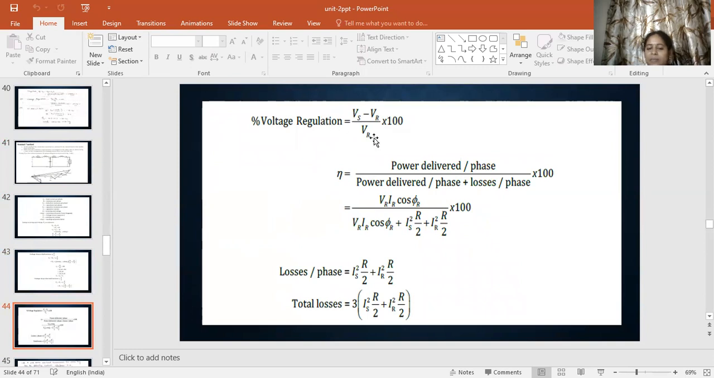We can get the voltage regulation also, and the efficiency is power delivered by power delivered plus losses. VR IR cos phi r is the power delivered formula that can be substituted here, and the losses are nothing but the two drops, Is square R and IR square R, and for the three phase, the 3 can be multiplied here. These are the same as the above derivations. We can calculate the voltage regulation and efficiency also.